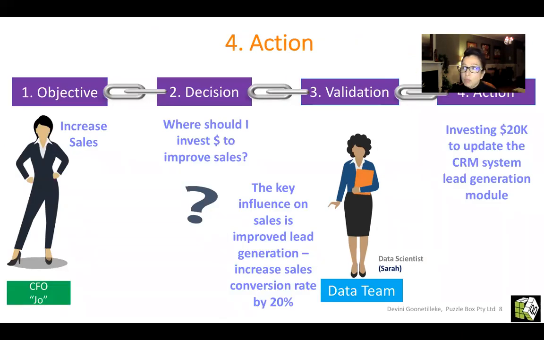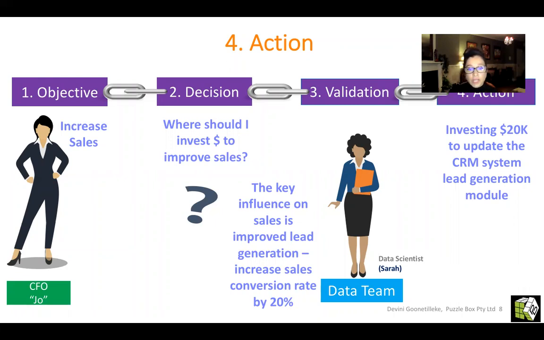So when we look at how we put this all together, we look at the 4 things. We looked at our objective, which was increasing sales. We looked at the decision, where should I invest to improve sales? We looked at the validation, remembering what we do, or what data scientists do, is they validate the data and they provide the evidence to help with decision making. So in this case, as we said, the data team came up with lead generation, and they found that the lead generation increased sales by conversion rate by over 20%. So that's a really good indicator for Jo that her money should be invested in that area.